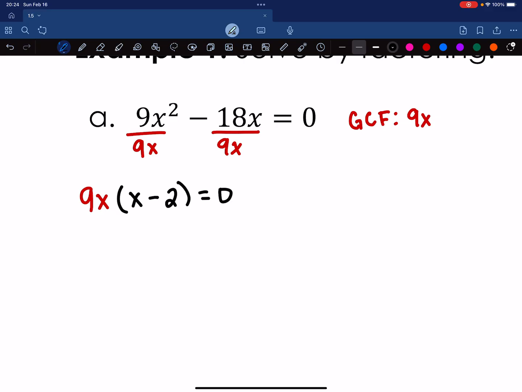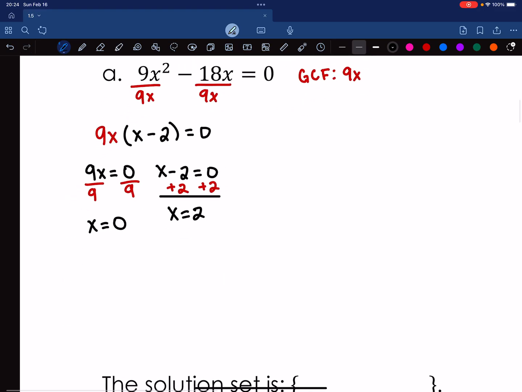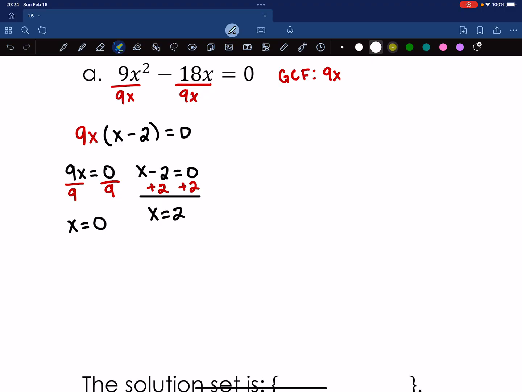Once you get it completely factored, you can set each factor equal to 0. Only factors that have an x need to be set equal to 0. Then you can solve each individual equation. For the first equation, we would divide both sides by 9. That gives us x equals 0, because 0 divided by 9 is 0. For the second equation, we can add 2 to both sides, and that would give us x equals 2. Those are our solutions for this particular problem.